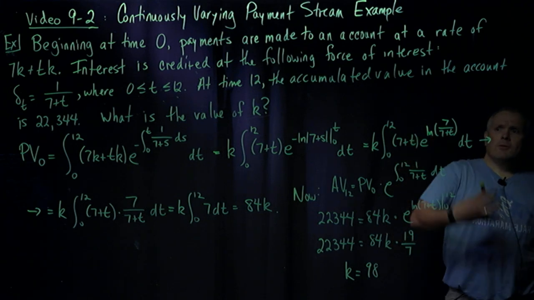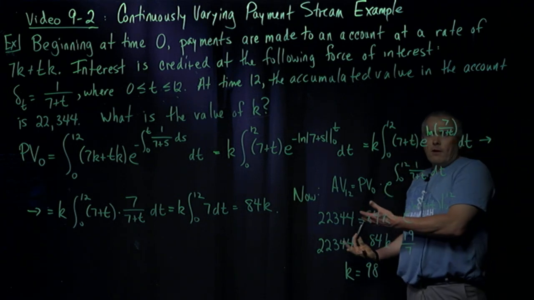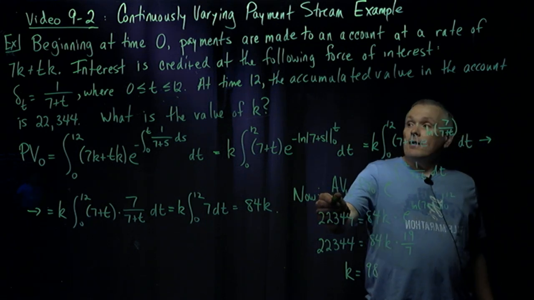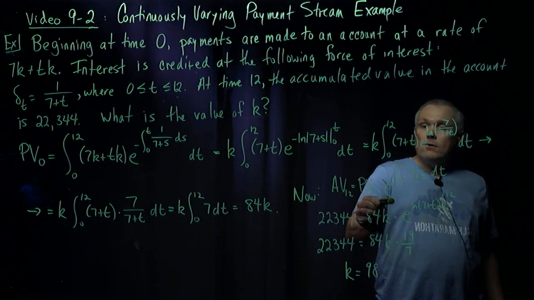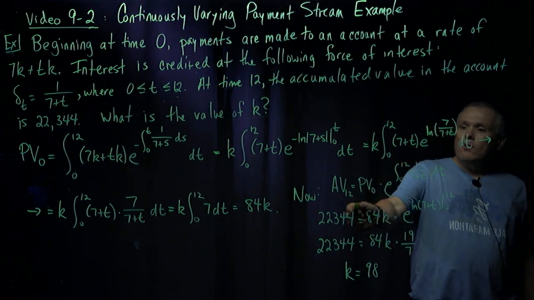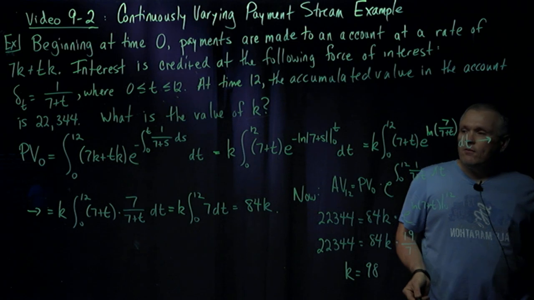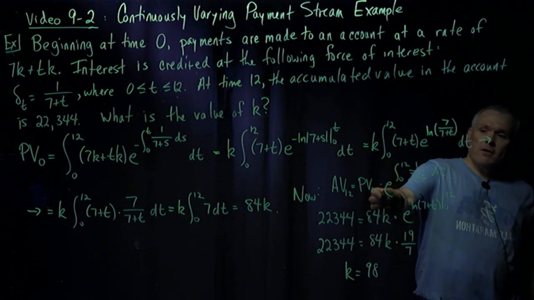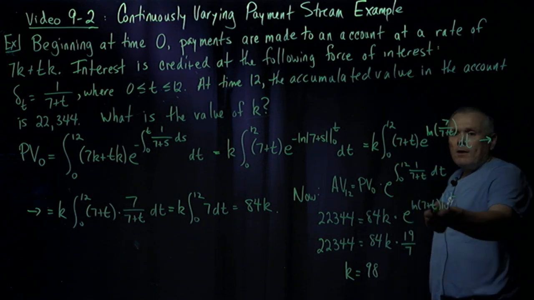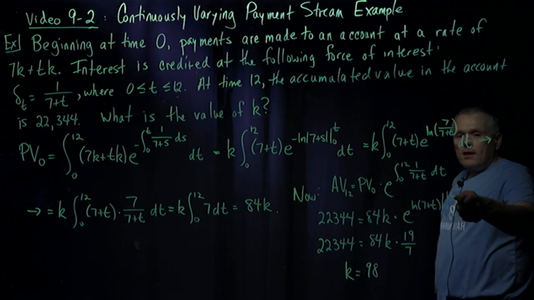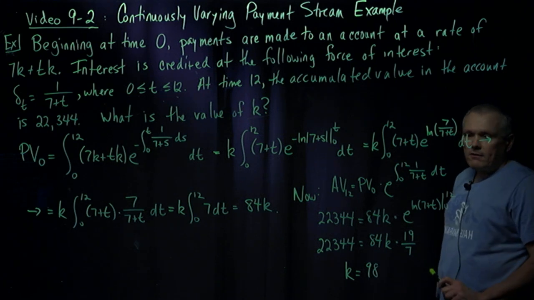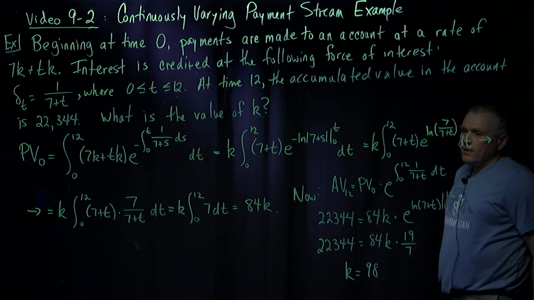We're given the accumulated value. So using a chapter 5 idea, we know that the accumulated value is going to be the present value moved forward by the force of interest formula. So our present value in this case is the 84k. Our force of interest factor is e to the integral of the force of interest. So again, we get the natural log of 7 plus t. We can check pretty quickly that that gives us 19/7 for that particular value. And now if we solve for k, we'll get k as 98.